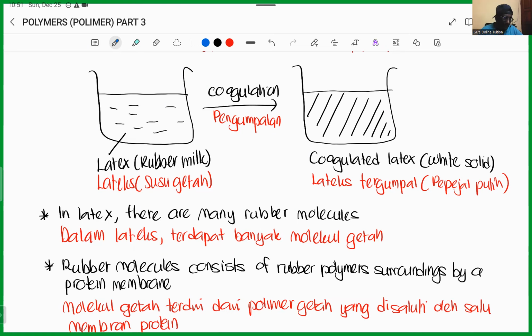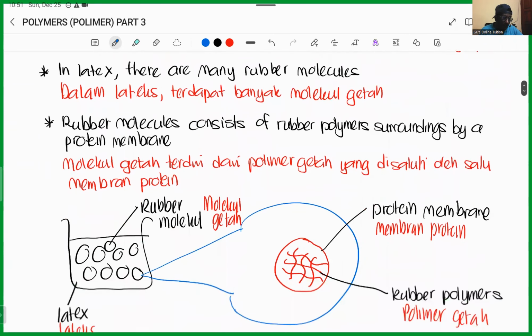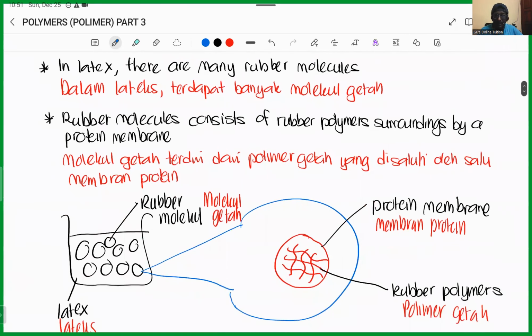Okay, dalam latex ni terdapat banyak molekul getah. In latex there are a lot of rubber molecules. Kita dah belajar rubber ni sebenarnya satu polymer. It's a type of a polymer. Adalah sejenis polymer. Jadi dalam latex ni ada banyak molekul-molekul getah. There are a lot of rubber molecules.